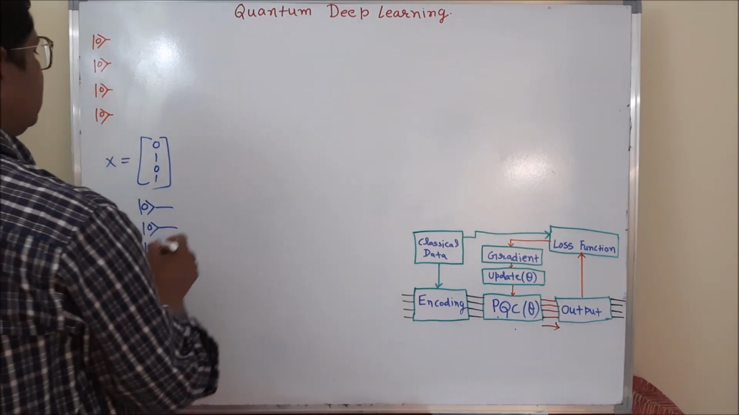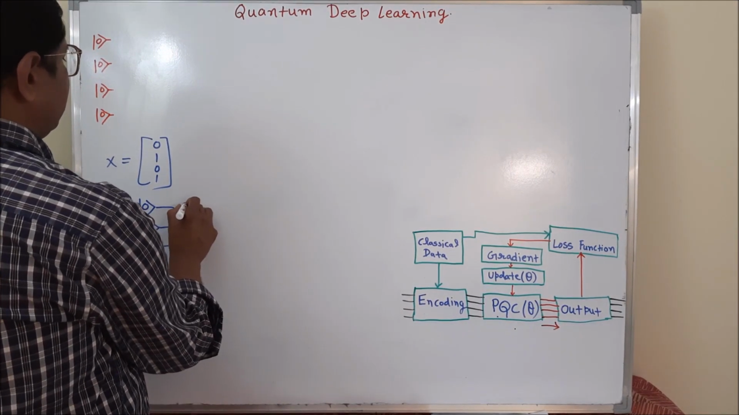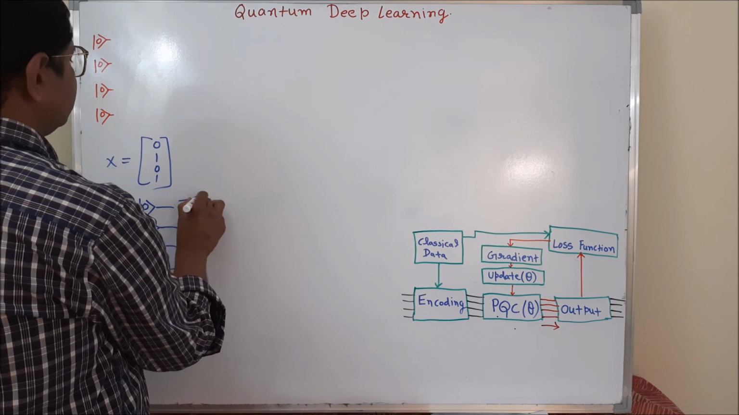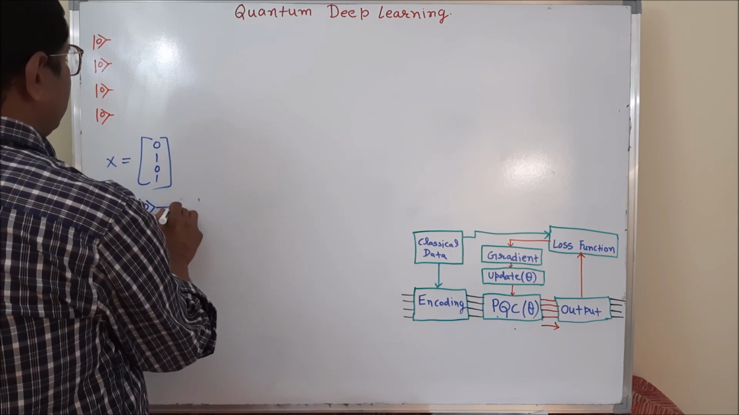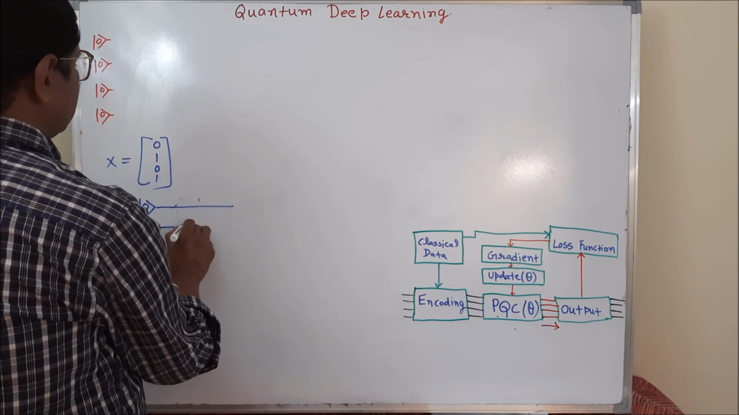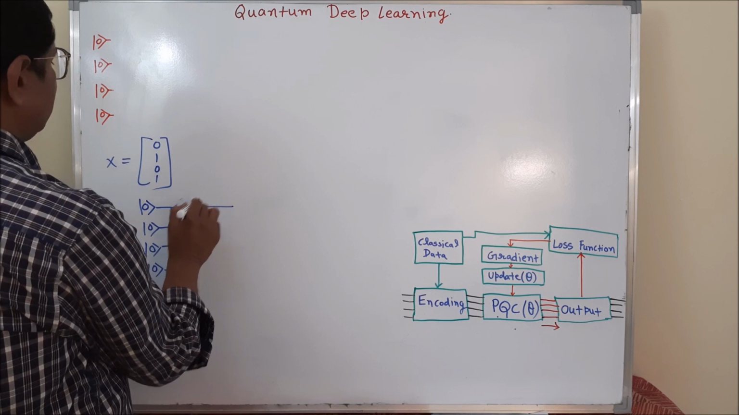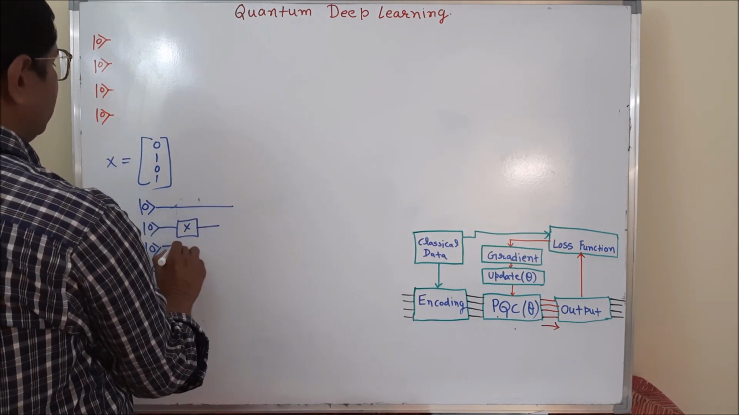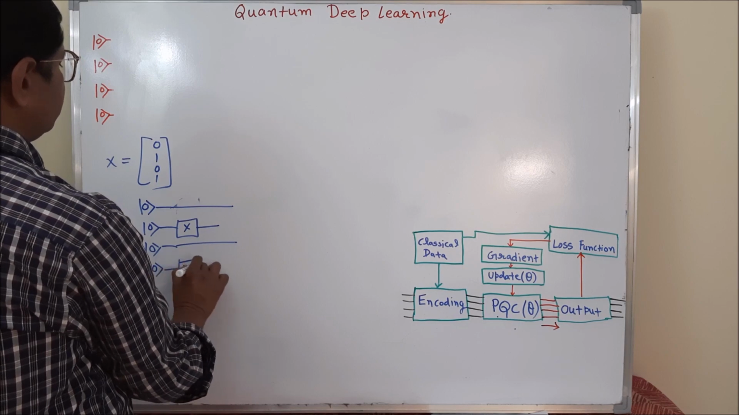One method is, as I described in my earlier lecture, there is a flip gate that is known as X gate. So here it is 0, so it doesn't require it, but here we can apply the X gate. So it will flip the value 0 to 1. Here it is again not required. Here we apply the flip gate.